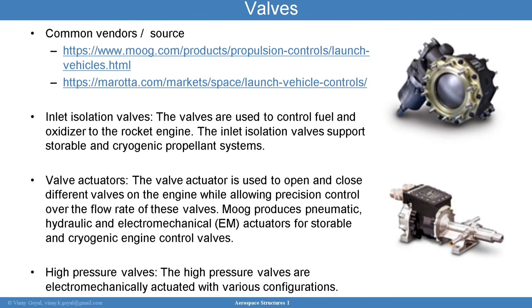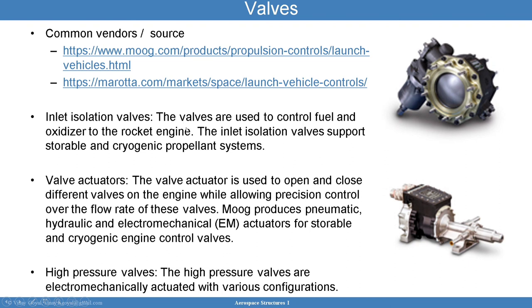Let's look at valves. Common vendors, and I invite you to go to these two websites, moog.com and marotta.com, so you can learn more about valves. But in general, these valves can help with the operation of the rocket by opening and closing and basically serving as a pressure management system, fluid management system, proportion management system. The inlet isolation valves are sold by Moog, and you can go straight to their website and you'll find this information.